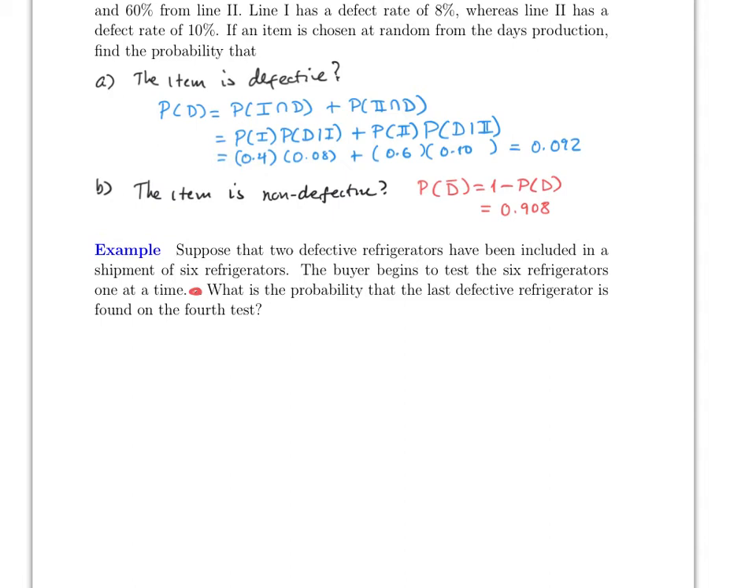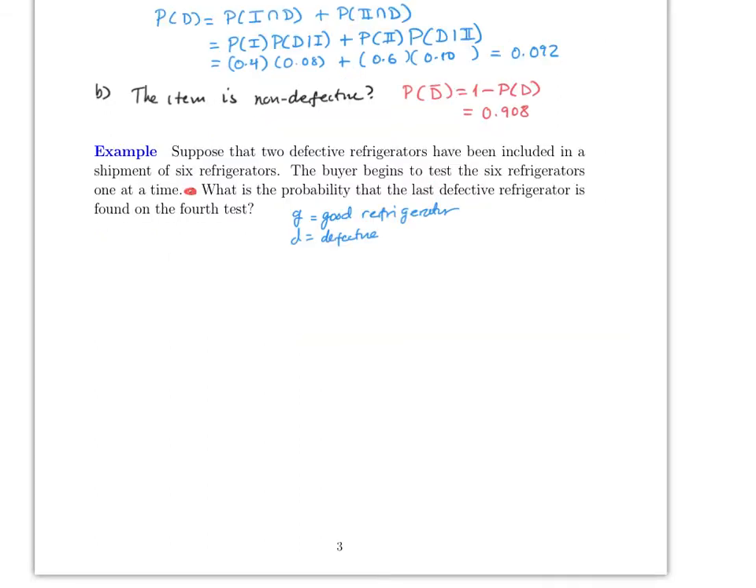Alright, so let's define the following events. Let's say that G is going to mean that it is a good refrigerator, and D that it is defective. Okay. Alright, so you have 4 refrigerators, and you want to know the probability that the second defective one will be found on the 4th test. So that means that the first defective one was found in one of the first 3 tests. So you have to look into all the possibilities.